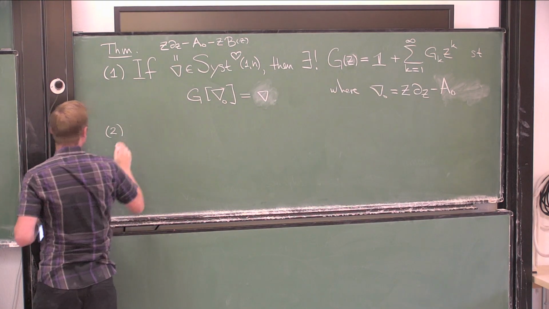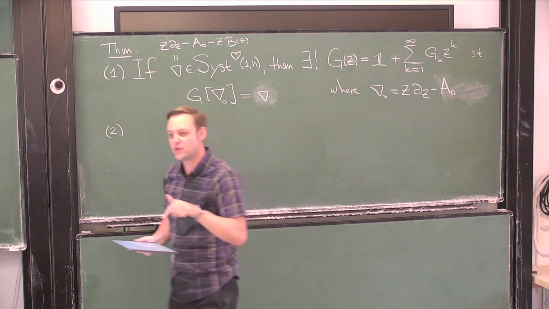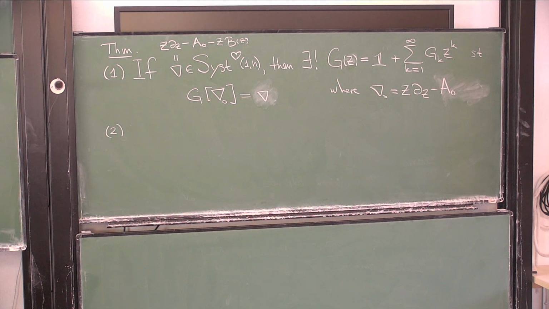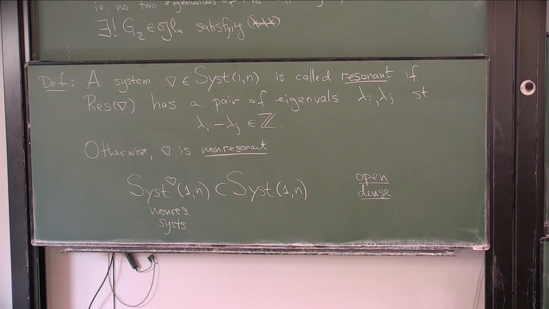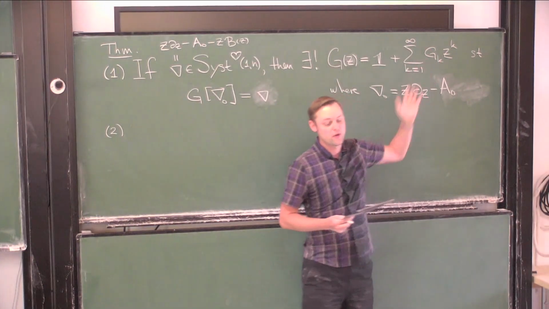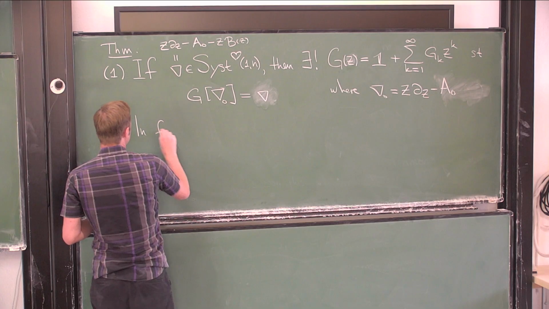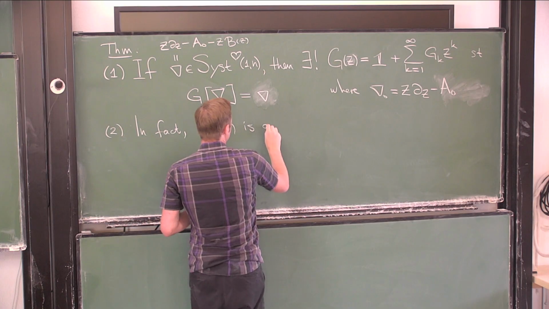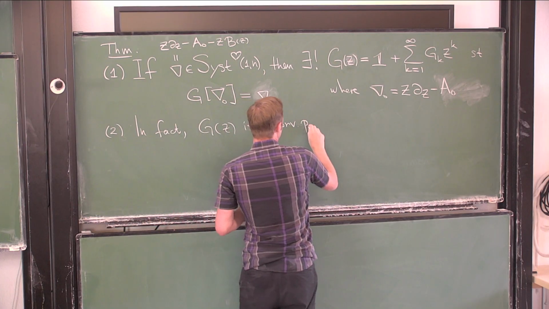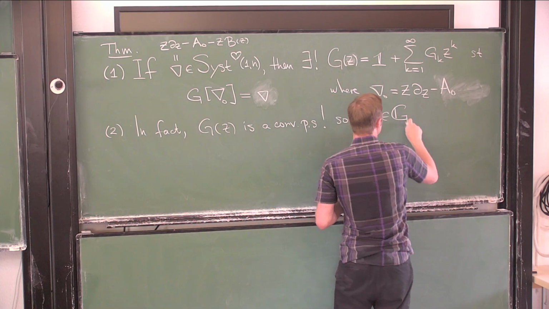By doing this calculation, you can see that indeed this power series does exist. What we didn't prove, which requires a little bit of extra work, but it's really not so complicated, is to show that this power series is in fact convergent. This is a convergent power series, and so we get a genuine gauge transformation. So in fact, G of Z is a convergent power series. So G really is a gauge transformation.